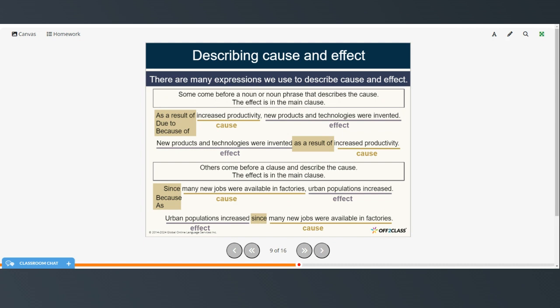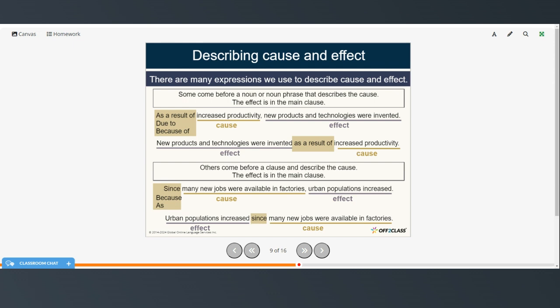So there are many expressions we use to describe cause and effect. Some come before a noun or noun phrase that describes the cause, and the effect is in the main clause. So some examples of that would be as a result of, due to, because of. Because of increased productivity, new products and technologies were invented. New products and technologies were invented as a result of increased productivity. You could also put due to or because of before the cause.